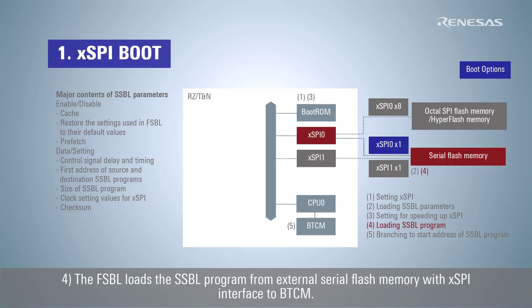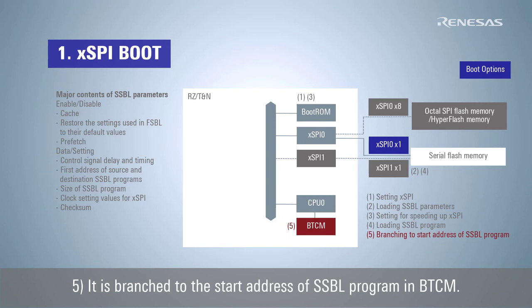4. The FSBL loads the SSBL program from external serial flash memory, with XSPI interface to BTCM. 5. It is branched to the start address of the SSBL program in BTCM.